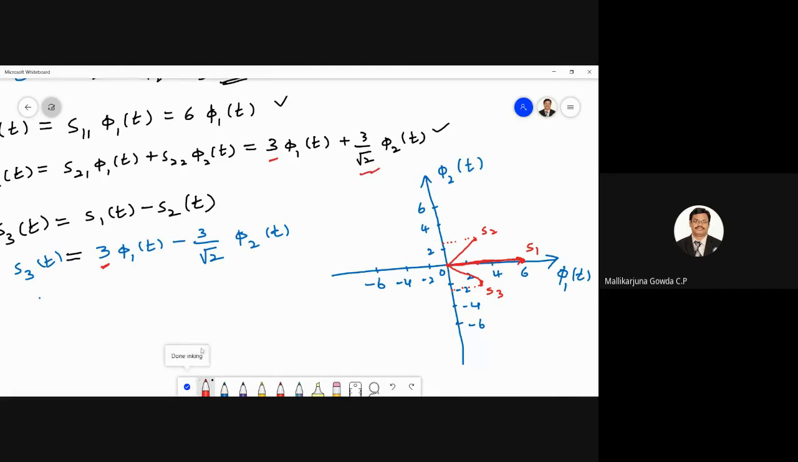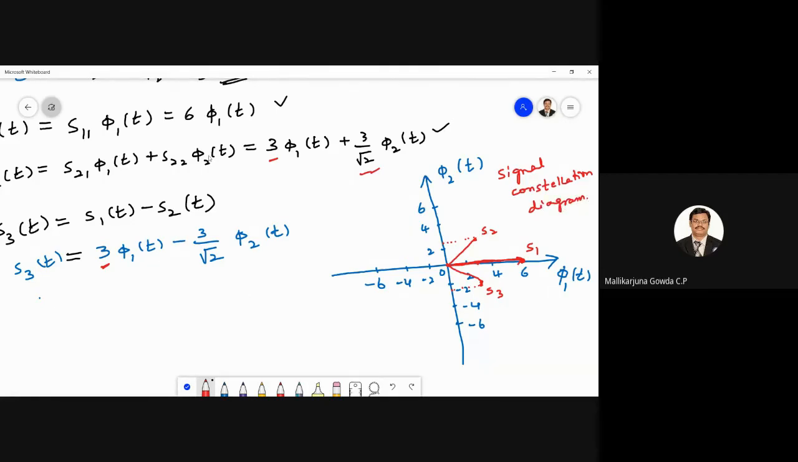Okay. So could you explain again, sir, once? Yeah, see, S1 of t, S2 of t, and S3 of t. These three equations I have, right? So to draw the signal constellation diagram. So this is my signal constellation diagram, right? You want me to write here? No, sir, just the coordinates. I will tell, man. Just I will write signal constellation diagram.